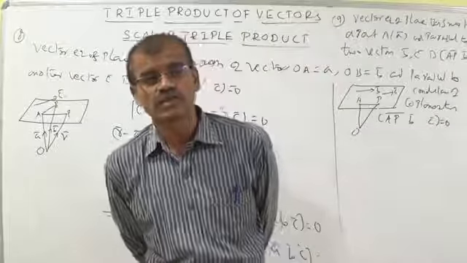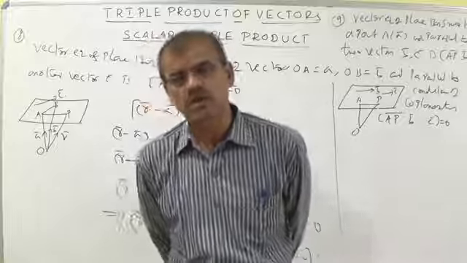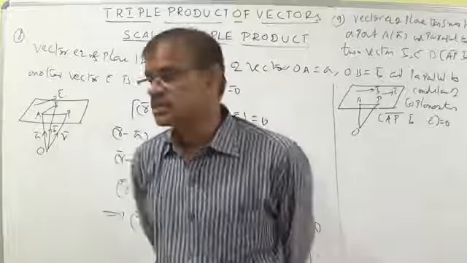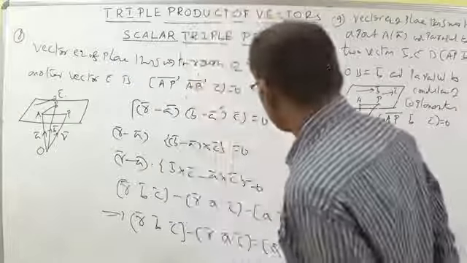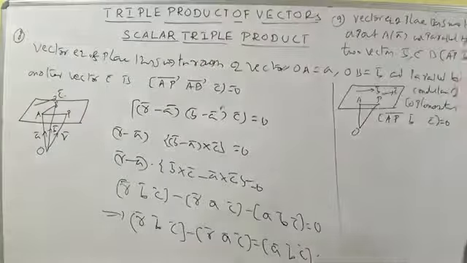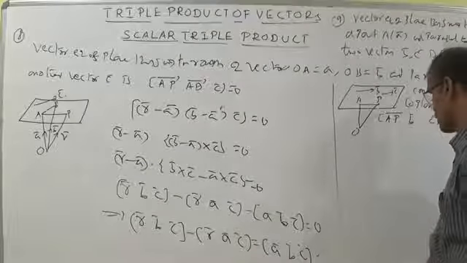R bar is equal to 1 minus S minus T into A bar plus S B bar plus T C bar, like that we said. But this is entirely different. That depends upon additional vectors, only scalars. And here this one depends upon the condition of coplanarity and the values of determinants.